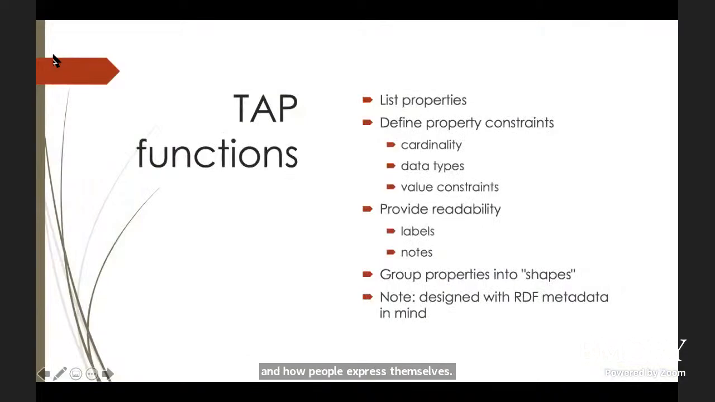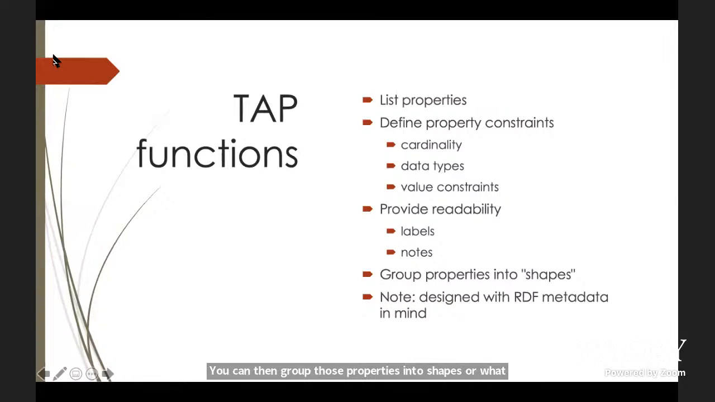The functions that we have developed for the application profiles are, first, a profile lists the properties that it uses. It defines constraints on those properties. It has readability. We want it to be readable by a human being. You can then group those properties into shapes, or what many people think of as entities.